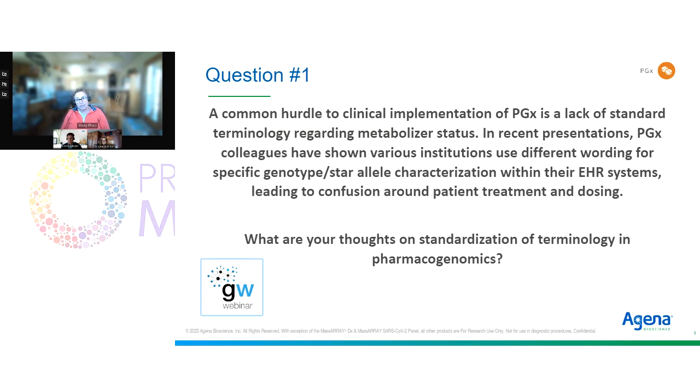We have star alleles in the EMEA label in Europe, but in the US we have RSIDs or HGVS, Human Genome Variation Society language. So one variant can have 3 or 4 different names, and that's not only confusing for physicians, it can also be confusing for patients too.